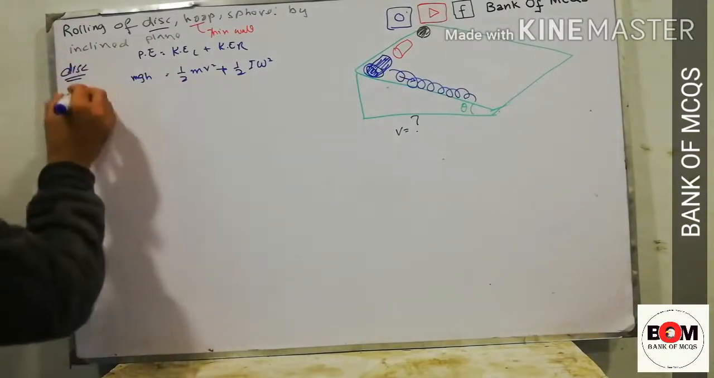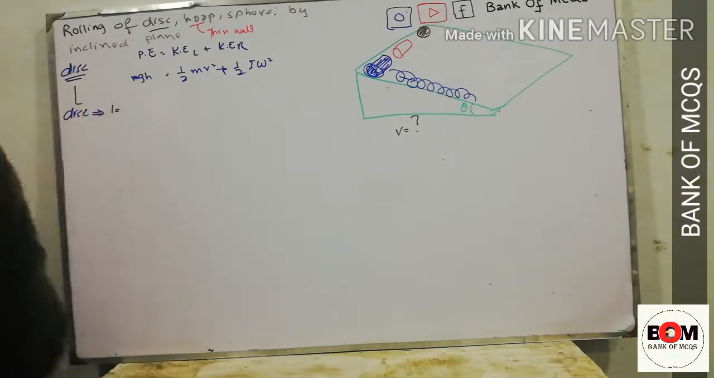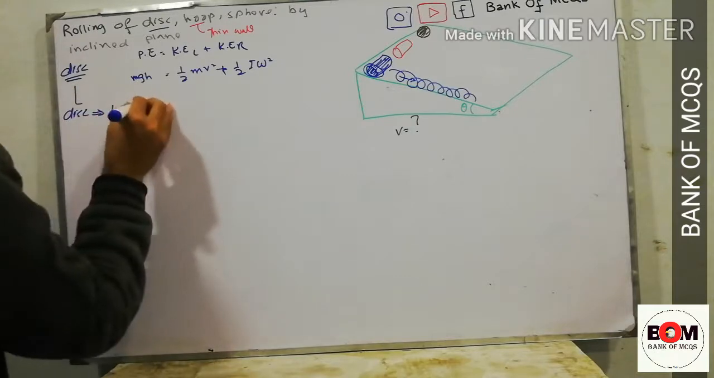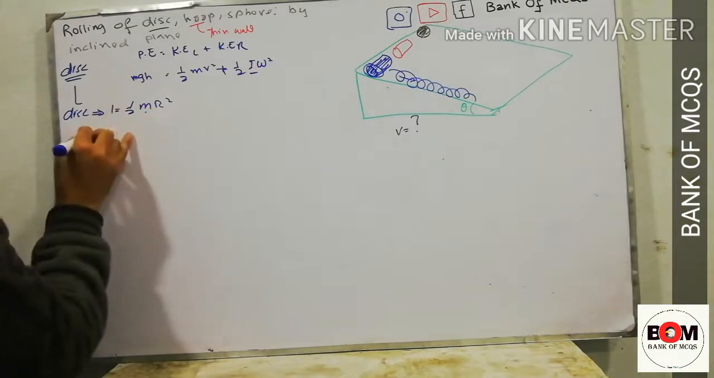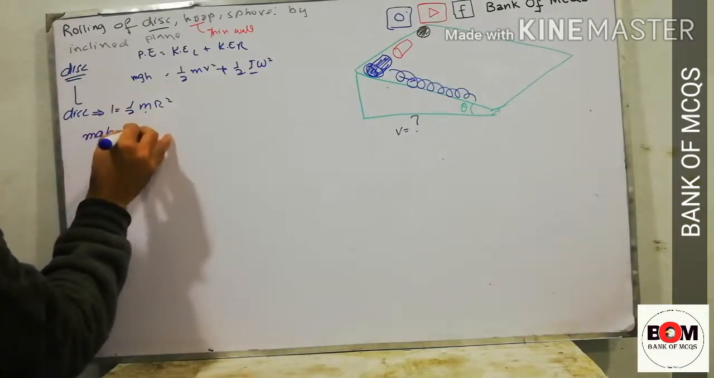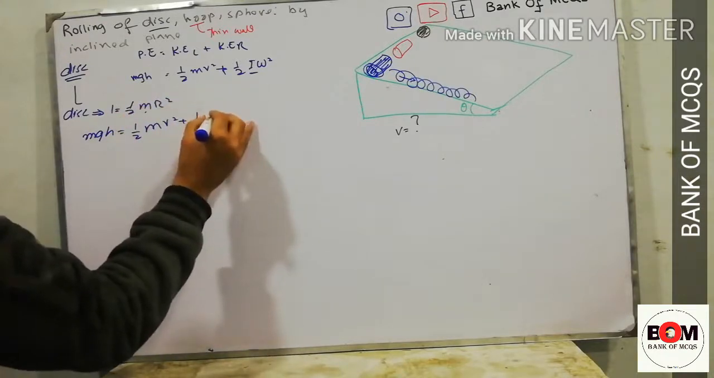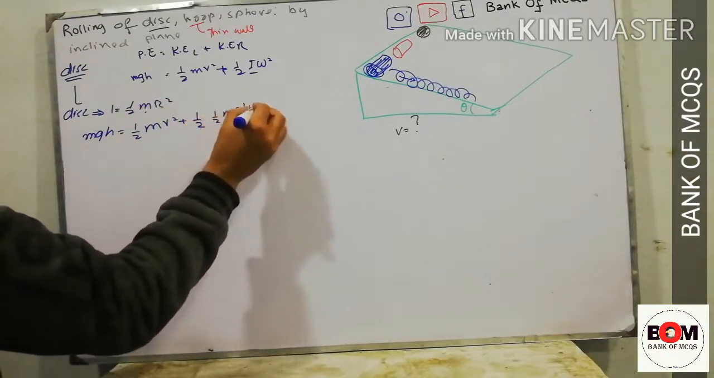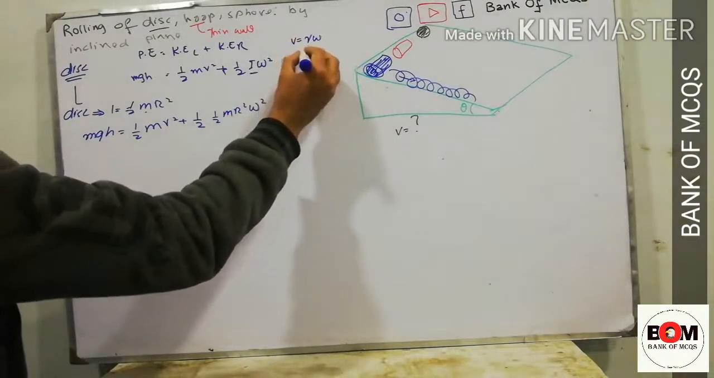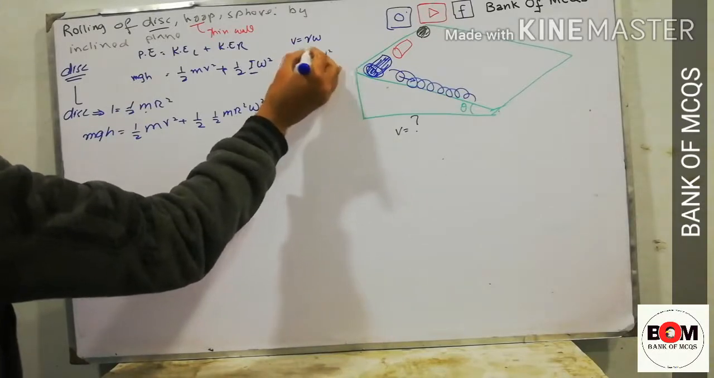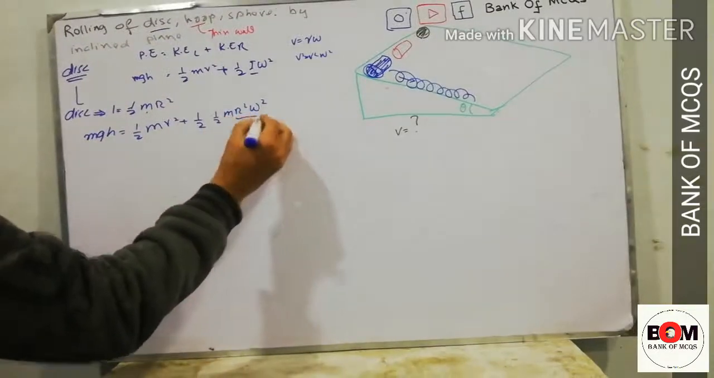Furthermore, for disc, I is equal to half mr square. So putting it in this equation, we know that mgh is equal to half mv square plus half I, which is half mr square, omega square. As we know that v is equal to r omega, or v square is equal to r square omega square, instead of r square omega square we can write v square.